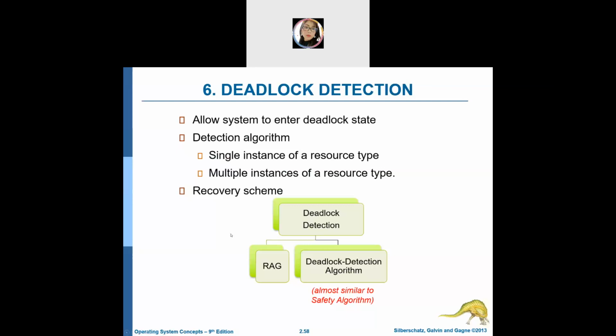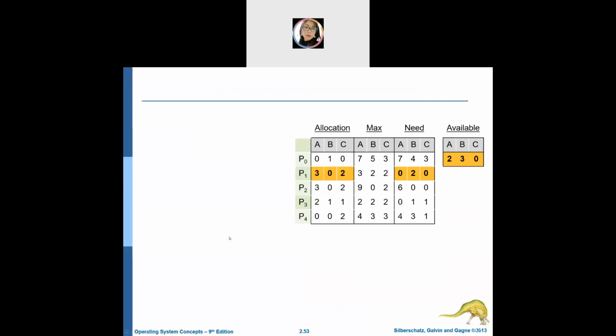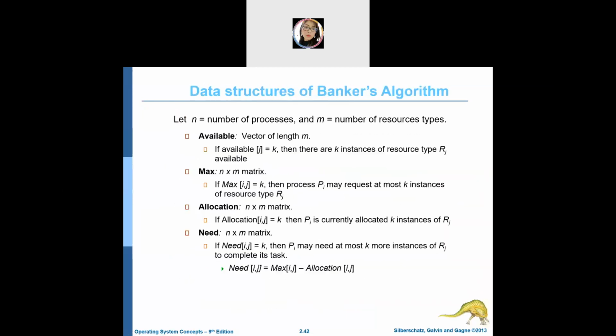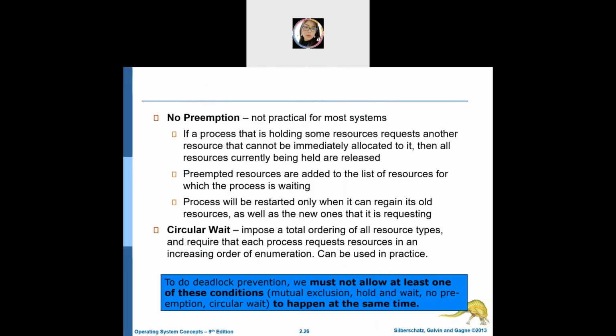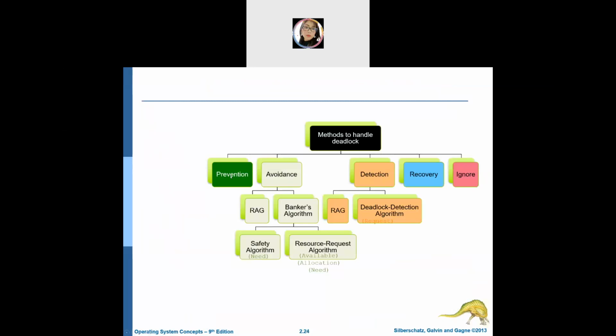Last time we took a look into two methods for us to deal with deadlock. First is our prevention. Second is our avoidance, and we looked into RAG and the banker algorithm. Under the banker algorithm, there are also two types: the safety algorithm and the resource request algorithm. So last time we stopped only until here.